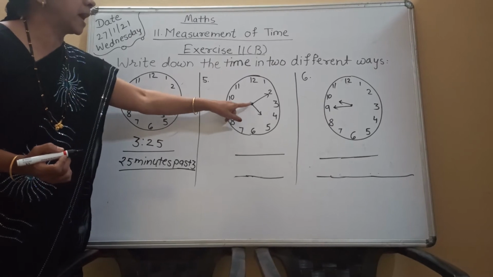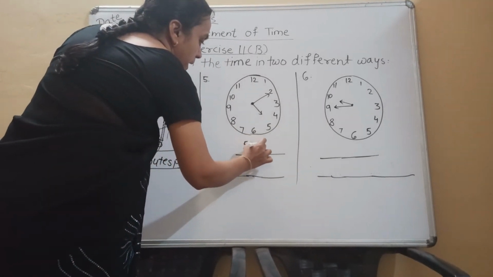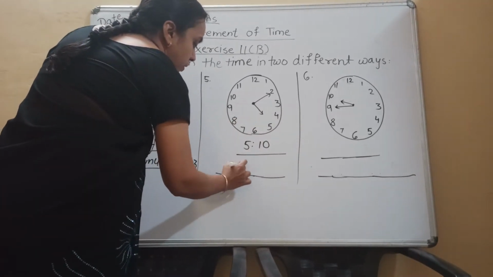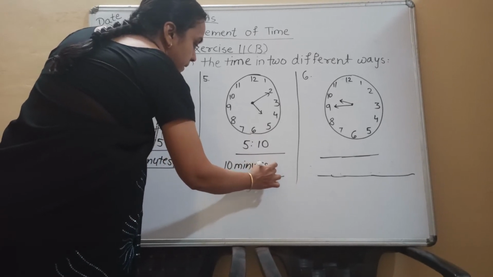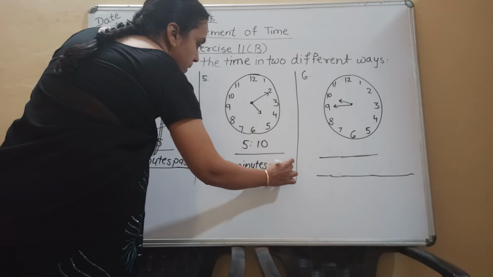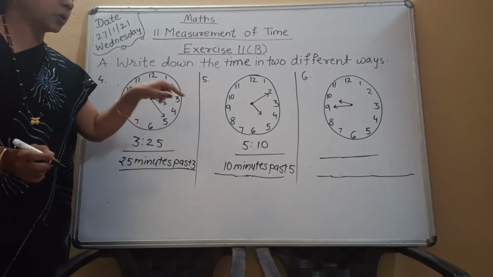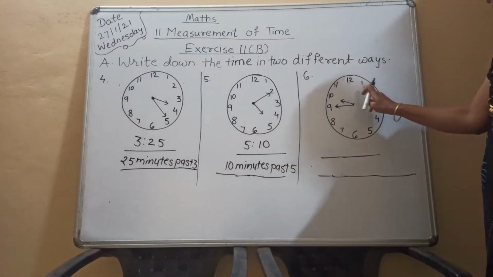It is 5:10. So first you write down 5:10, and here what we can write, 10 minutes past 5, मतलब 5:10 हो गए हैं. Now see next example. What time is it?